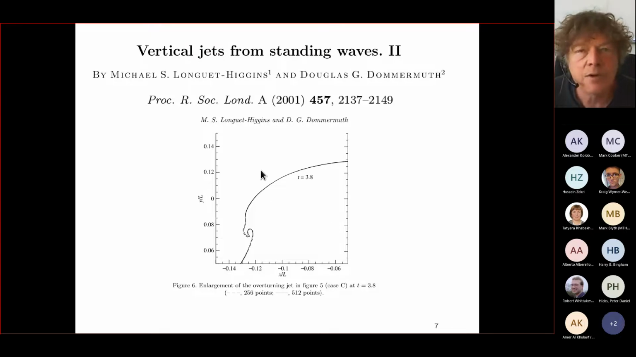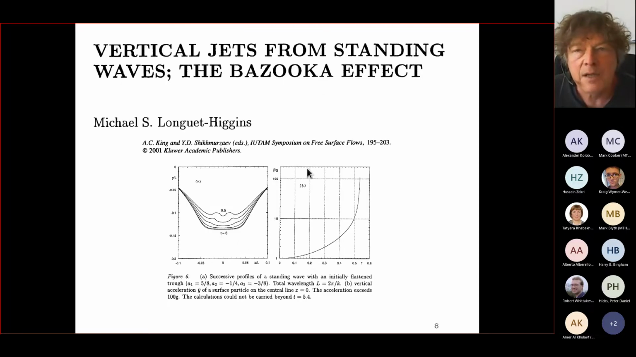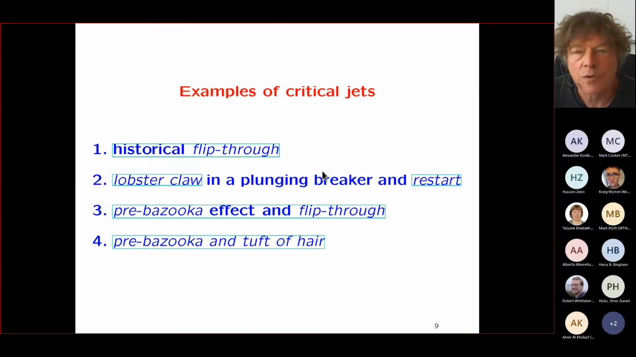Obviously, you have some results from Longuet-Higgins and Dommermuth, this kind of jet appearing somewhere in the... actually, Longuet-Higgins mainly considered very academic configurations, and not as physical as what I'm going to show today. He also introduced the bazooka effect. That's what I'm going to call a pre-bazooka effect, because we are also obtaining this local growth along the free surface, which precedes some high kinematics in the fluid. And that's all for the literature.